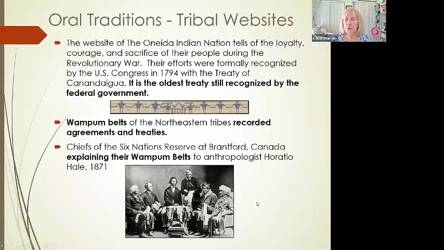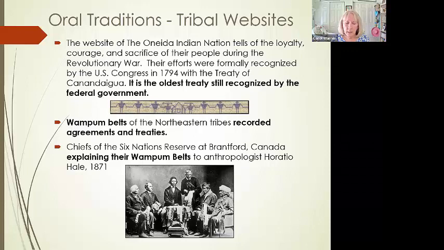So I feel it's important for students to know that even though Indigenous tribes did not have written records, they did have ways to record events. Indigenous stories and history may be available through the tribal website or the websites of individual tribes, such as this example from the Oneida Indian Nation. It relates their roles as allies in the Revolutionary War.